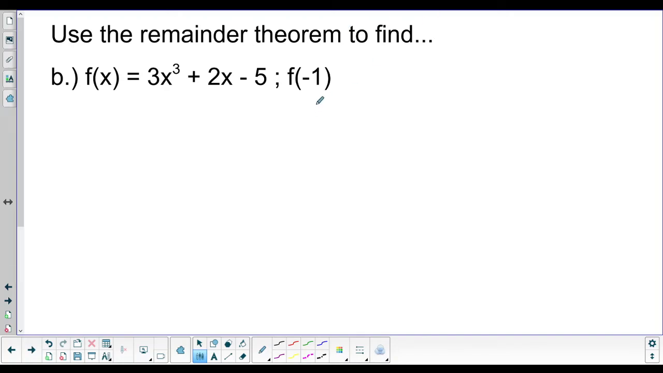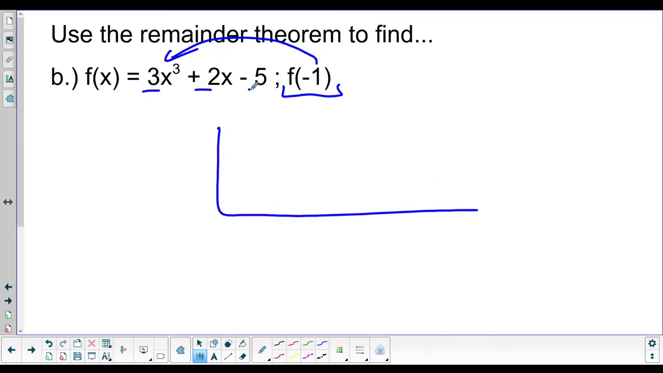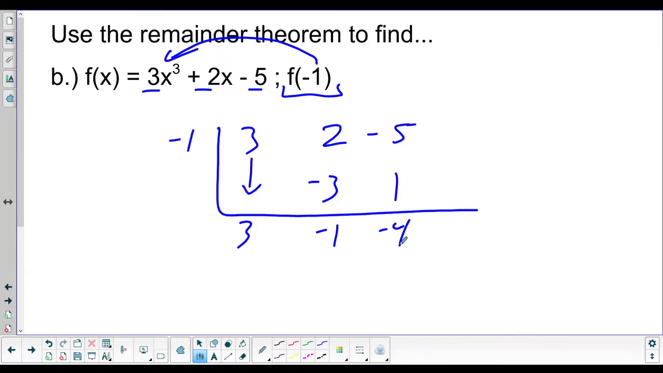All right, let's go ahead and check some more examples. It says use remainder theorem. We're going to plug in -1 to this formula here. So we're going to set up our L, write our coefficients across the top, 3, 2, -5. Put the number we want in front, drop the first number, 3. Multiply to the outside, -3. Do what the signs say. 2 minus 3 is -1. Multiply to the outside again, 1. -5 plus 1 is -4. Our answer is -4. And it's that easy. You're done. You don't even have to put the x's back in. You get to skip that step.